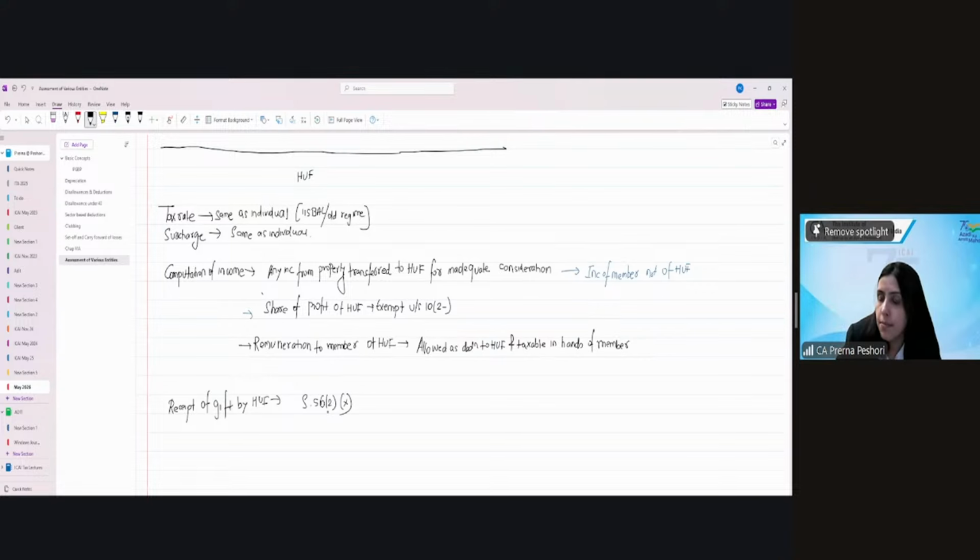56(2)(x), right? However, if the gift is from a member who is a relative, then 56(2)(x) is not applicable. However, in the hands of the member, what will apply? 64(2). Clubbing. Yes or no?